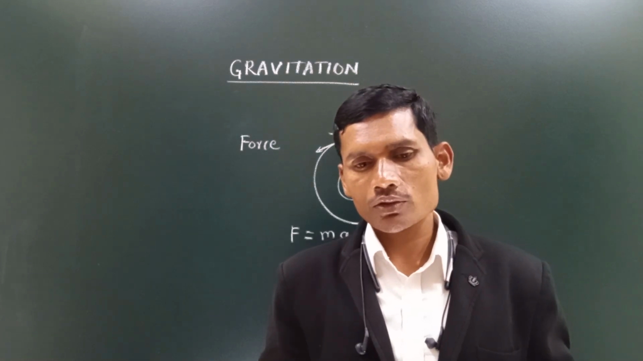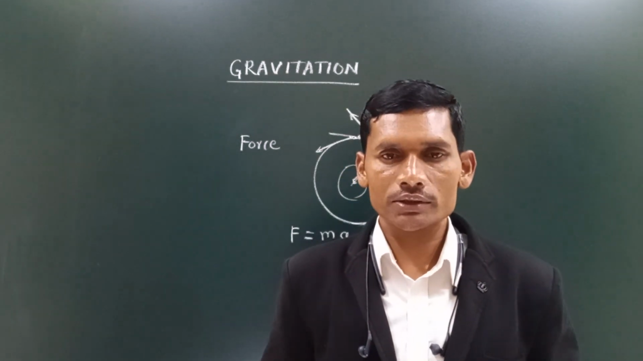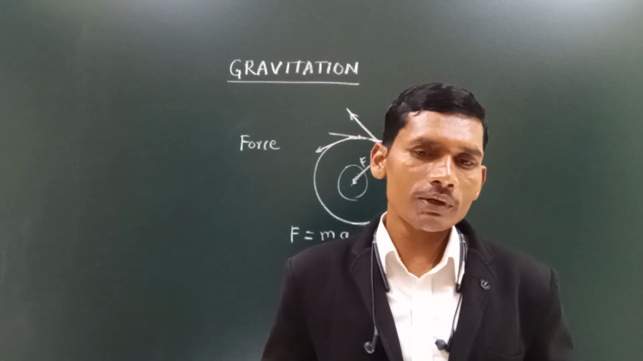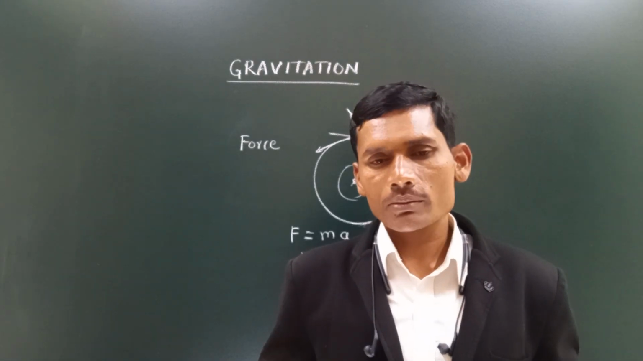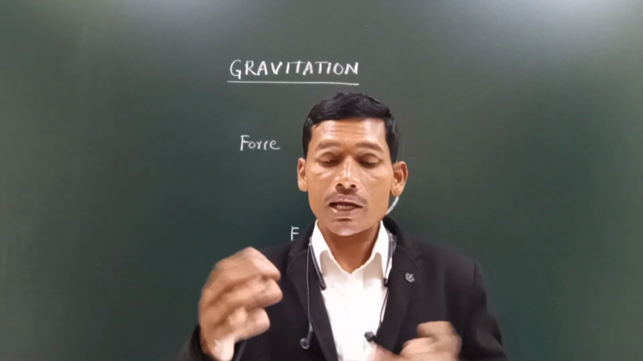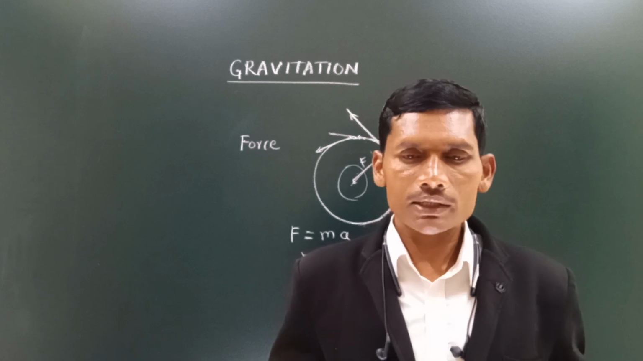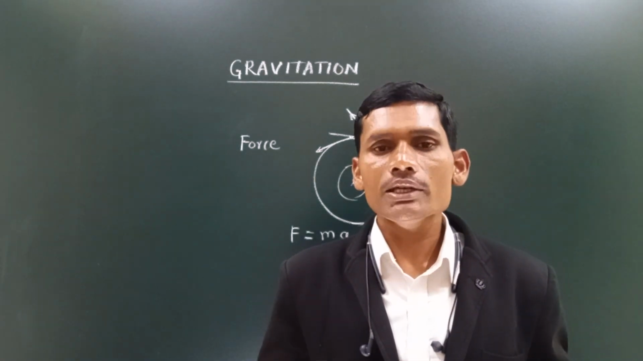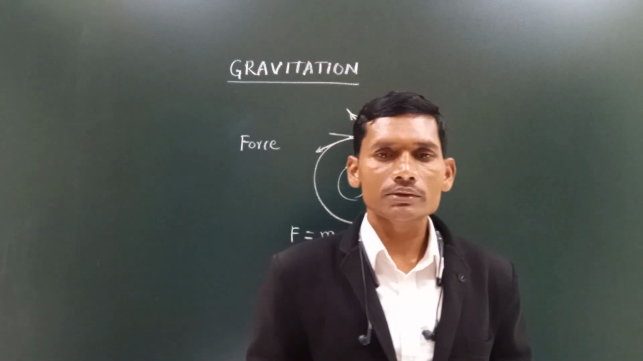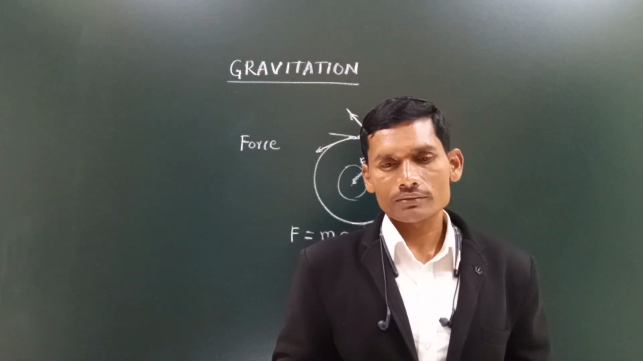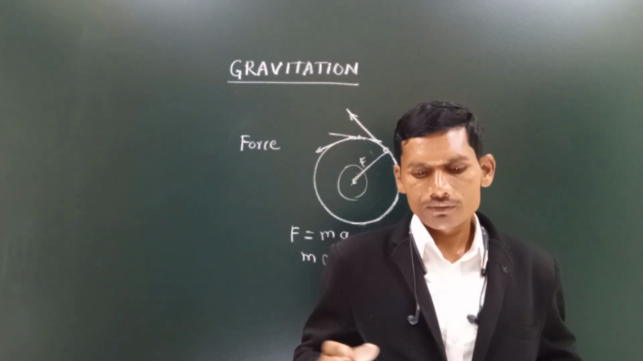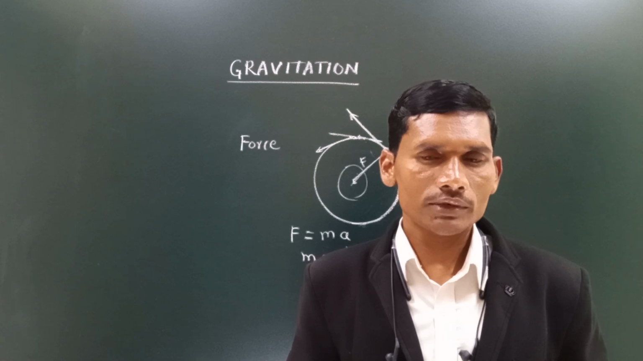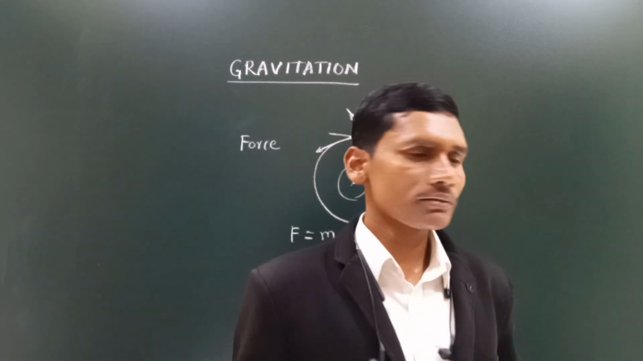Means we cannot limit this to only a few things on the earth. No, it may be the force between the moon and the earth, or between planets and the sun, or between satellites and the planets. Anything it may be. These types of forces acting on each other between two objects are called gravitational force. And he gave this as the universal law of gravitation. One law he derived. What is that?